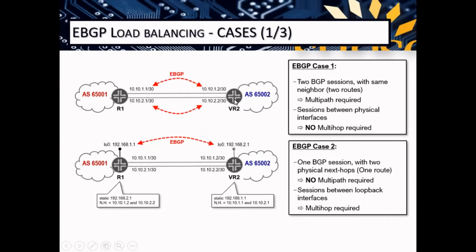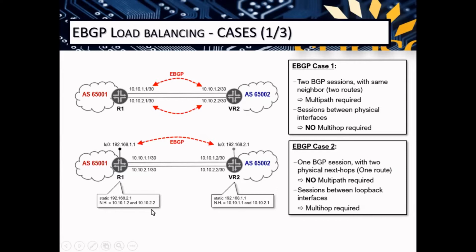Multi-hop is only needed if I am configuring EBGP between the loopback interfaces. If you were here for my presentation yesterday when we were talking about the next hop, EBGP verifies that the neighbor is directly connected by default. Multi-hop disables that verification so that I can peer between the loopback interfaces.